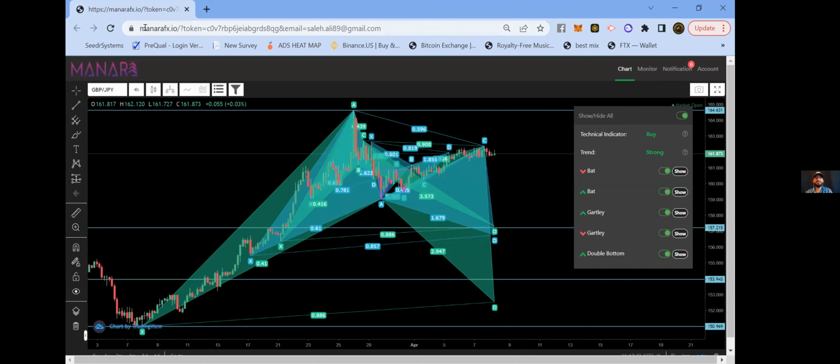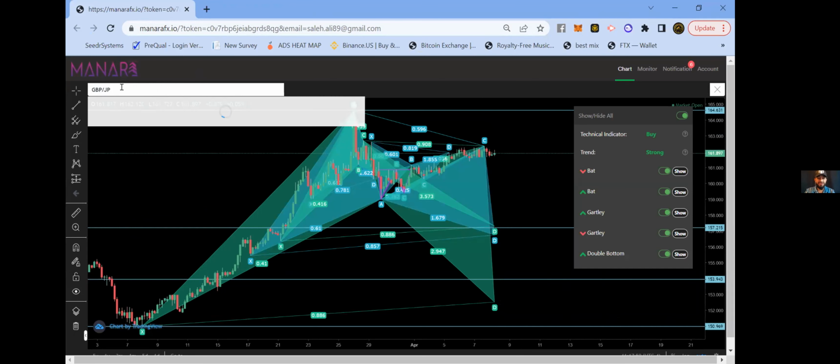So right here, guys, you're going to go into your economy back office. You're going to click on Forex. You're going to click on Manara, and then you're going to open up this tool. Now, this is what you'll see when you first come into Manara. And let's say you want to look at GBP JPY. You'll come in here and type in GBP JPY.